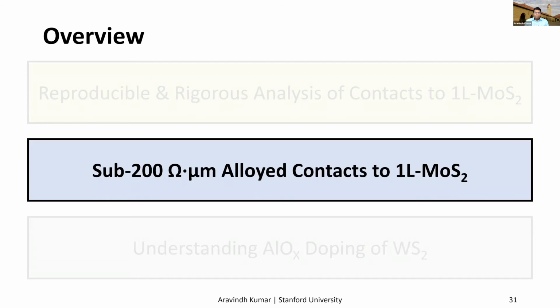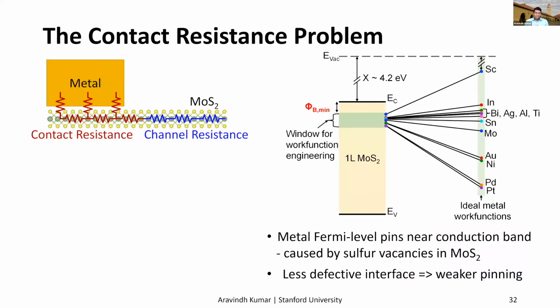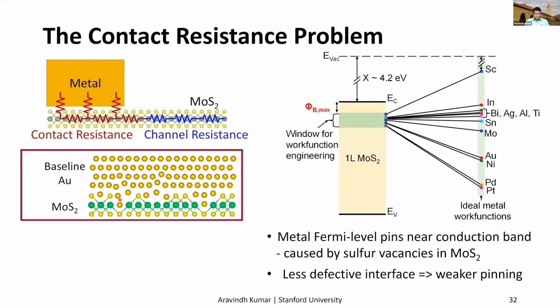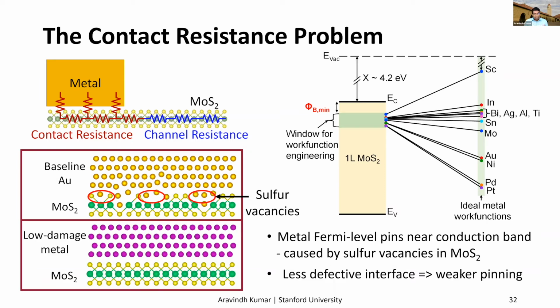Now, I will talk about how we use that contact analysis platform to demonstrate sub-200 ohm micron alloyed contacts to monolayer MoS2. So going back to the slide on contact resistance, MoS2 has bad contacts because of Fermi level pinning, which is caused by sulfur vacancies. And the metal deposition process itself induces some sulfur vacancies on the MoS2 surface. So what if we could develop a low damage metallization process? This could reduce the interface defect density and weaken the Fermi pinning effect.